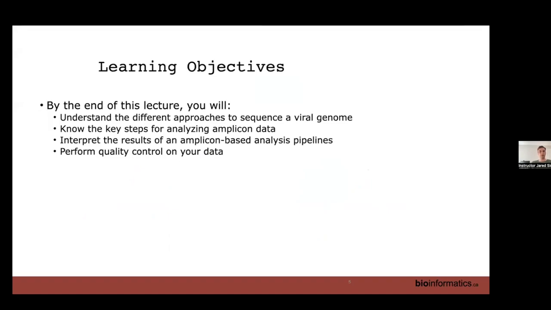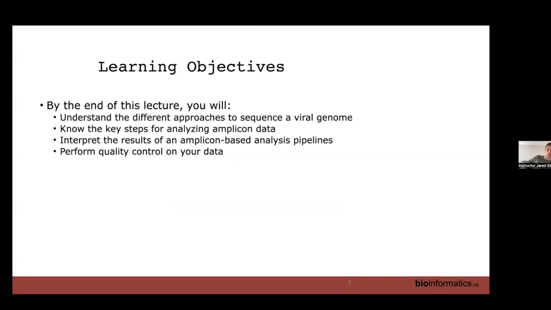Okay, so let's start off with learning objectives. So I'm going to start with these slides from John where we're going to talk about the different approaches to sequencing pathogens, but more specifically viral genomes. And this is really going to try to address the question of how we can take a clinical sample, which may have very, very little viral material, and amplify or enrich that up to a sufficient level that we can then sequence the entire genome and reconstruct it.